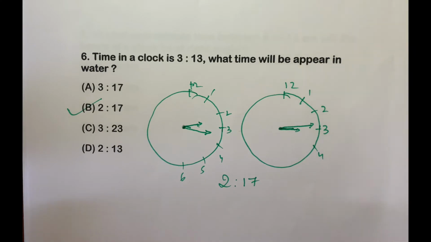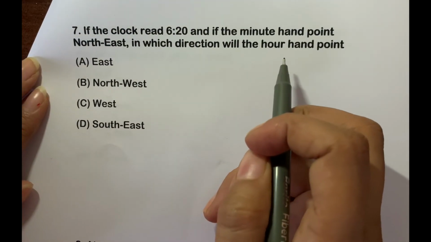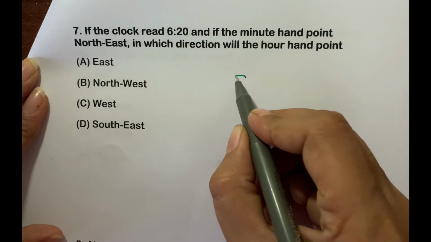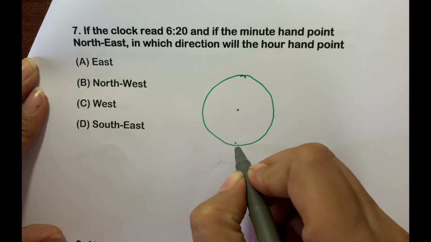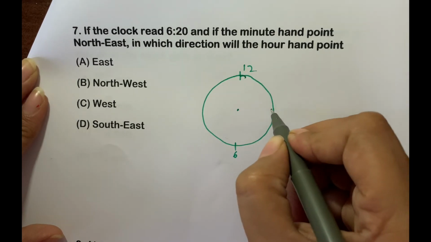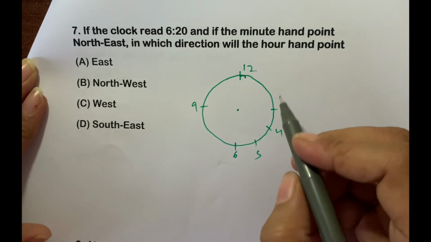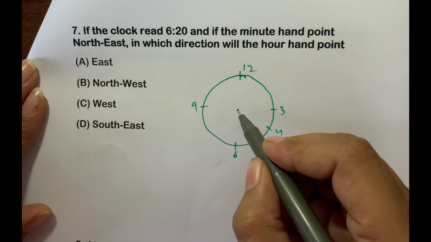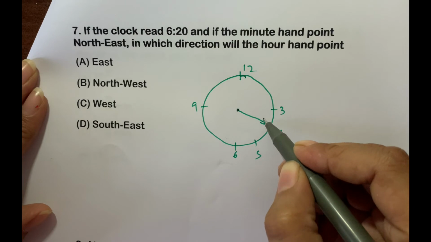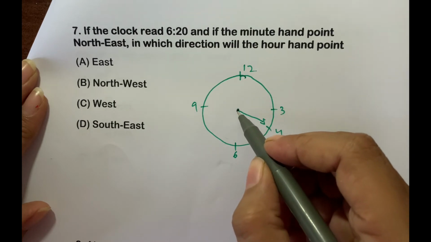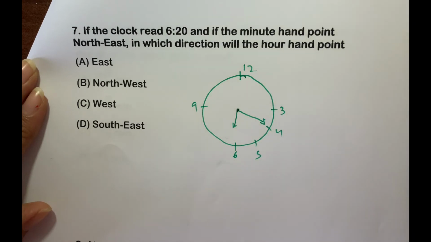So next question: if a clock reads 6:20 and the minute hand points northeast, so okay, here's the center and this is 6, 12, 3, 9 and this is 4 and 5. Speaking that the clock is 6:20. Okay, so 6:20, 20 is exactly here, fine. Then the 6 is slightly this side because it has already traveled 20, so I've taken it a bit further.